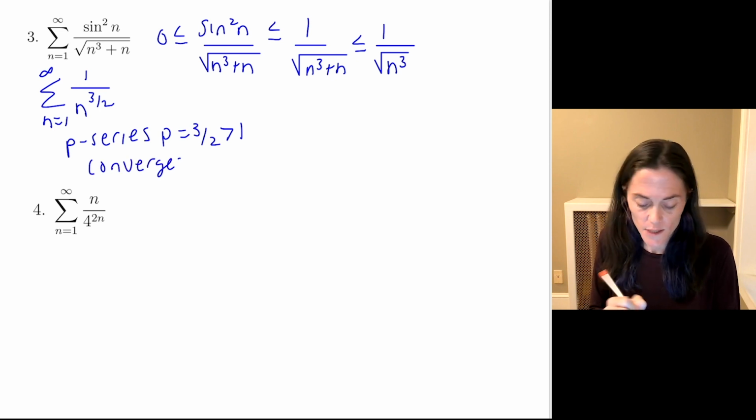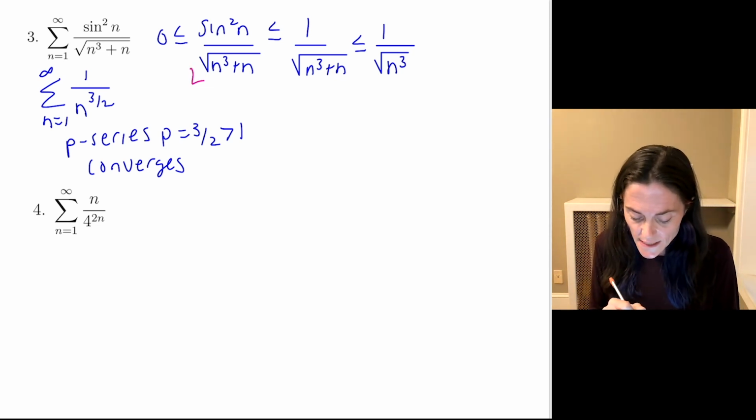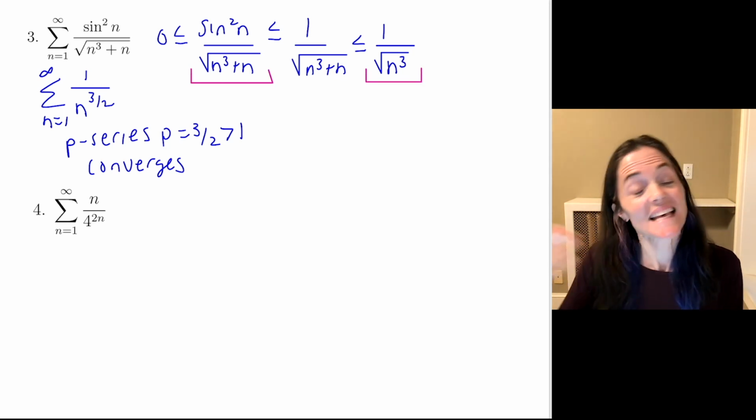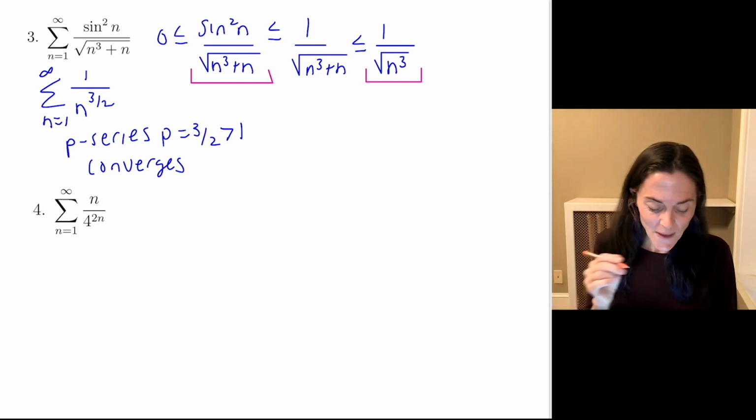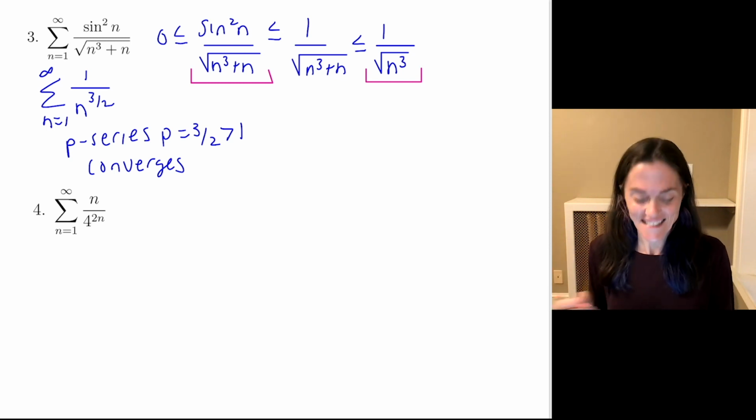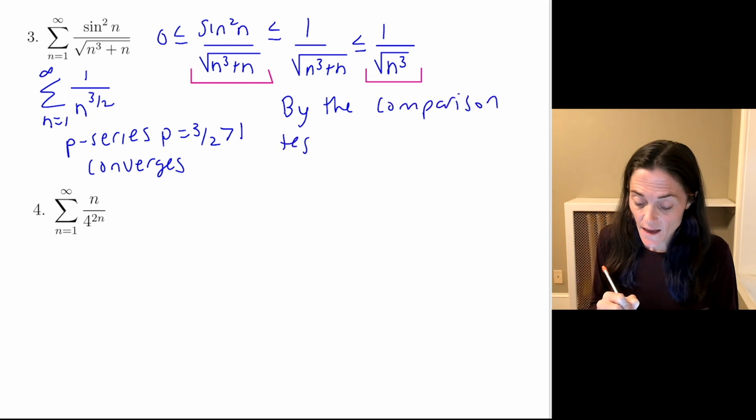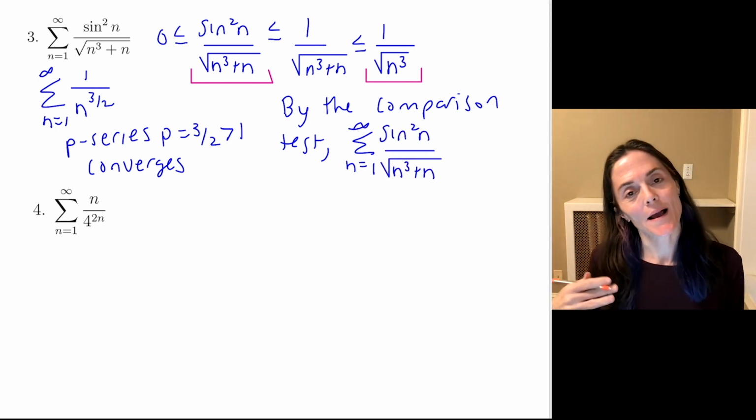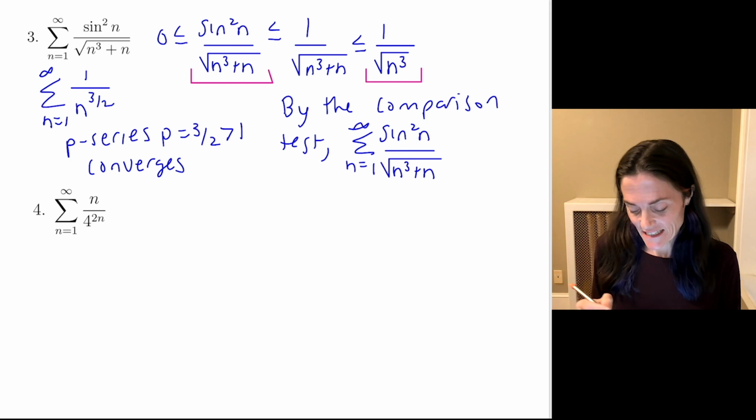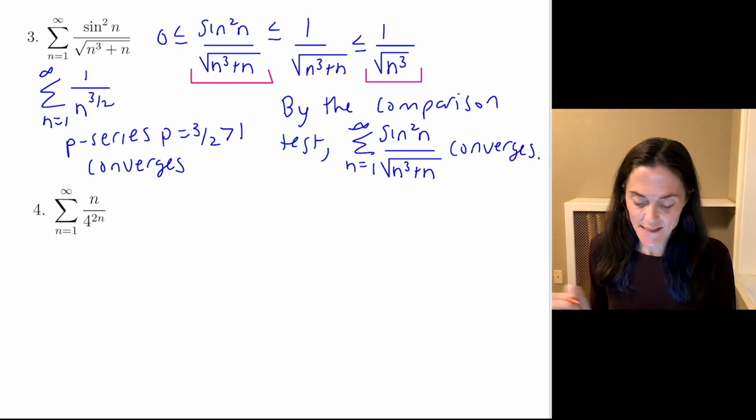Now I'm not finished because I need to quote the test that I've actually used. My actual series, the terms are less than or equal to a convergent p series, term by term. And so we quote the test. This is just direct comparison. By the comparison test, this unknown series, the sum, n equals 1 to infinity of sine squared of n divided by the square root of n cubed plus n, converges. So far we have 3 convergent series.